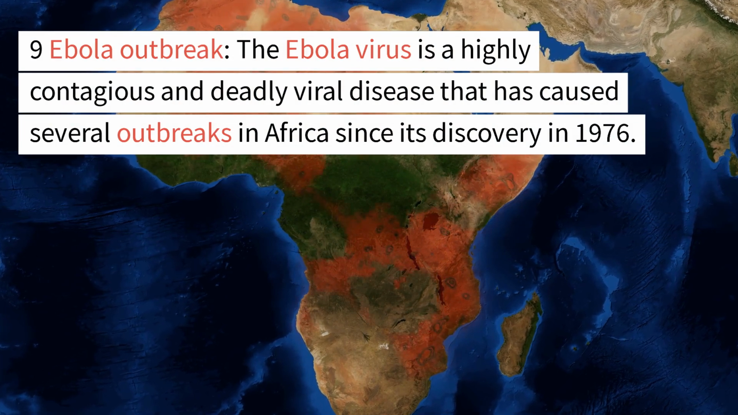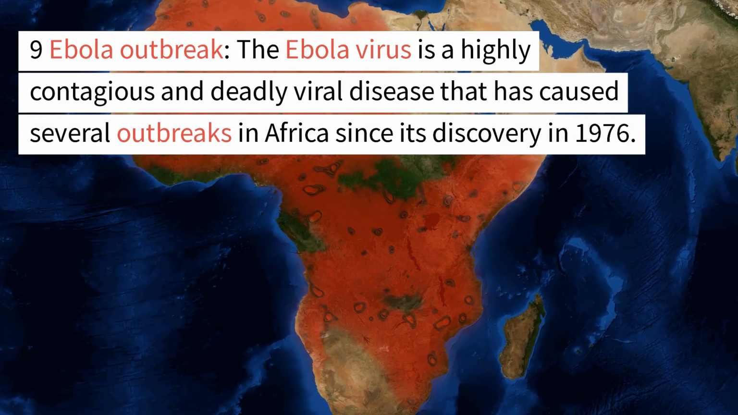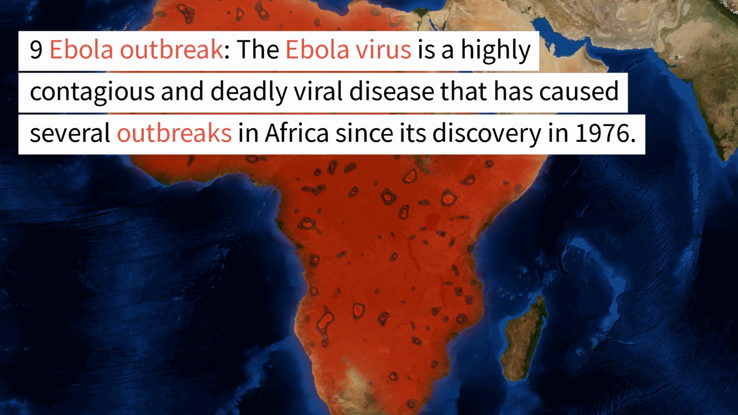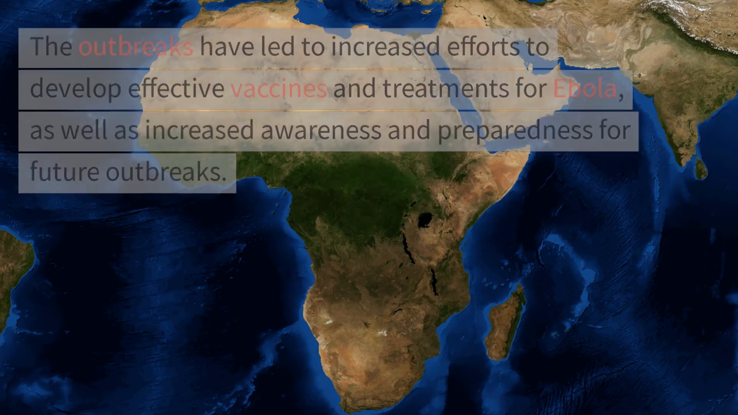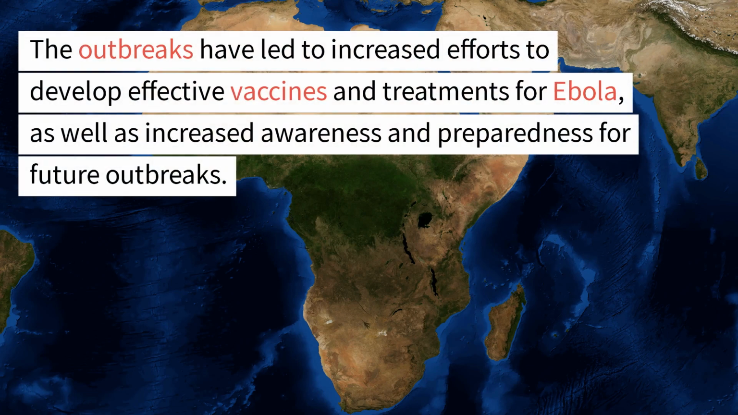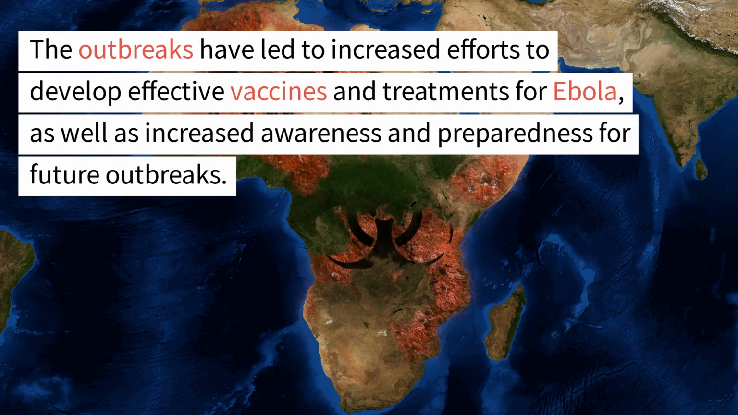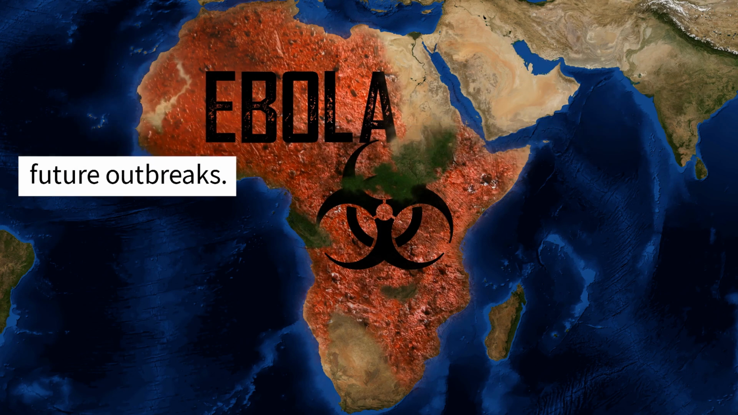9. Ebola outbreak. The Ebola virus is a highly contagious and deadly viral disease that has caused several outbreaks in Africa since its discovery in 1976. The outbreaks have led to increased efforts to develop effective vaccines and treatments for Ebola, as well as increased awareness and preparedness for future outbreaks.